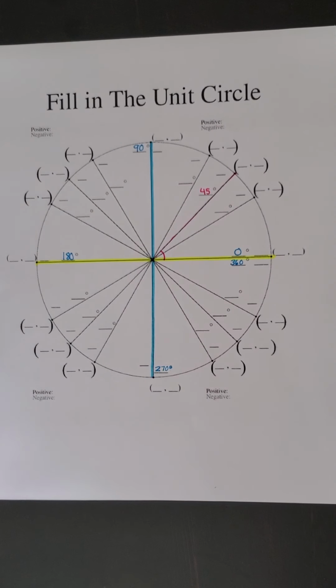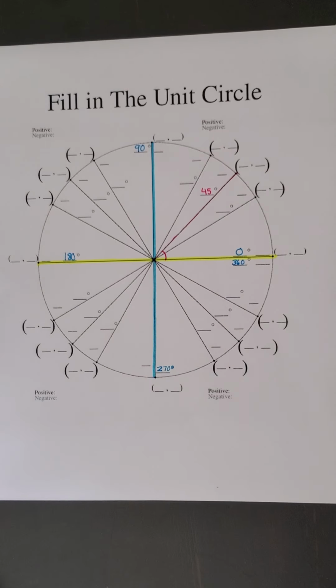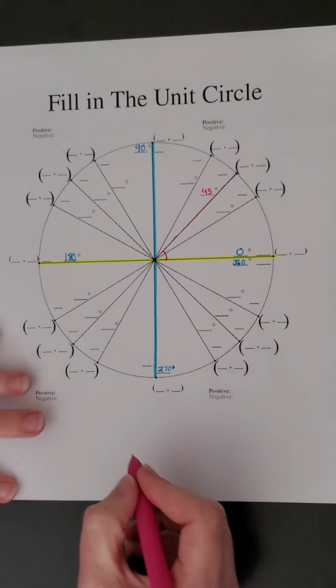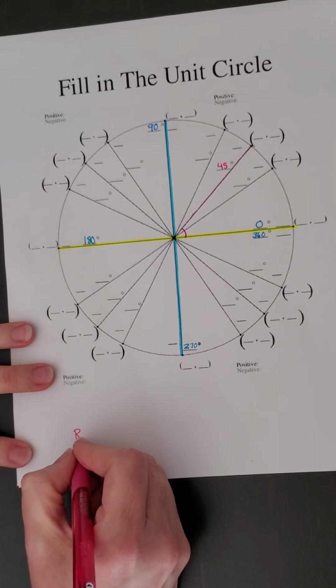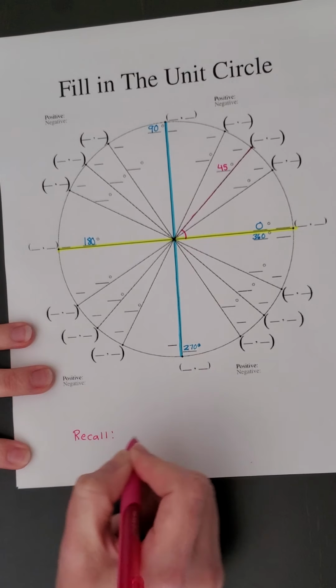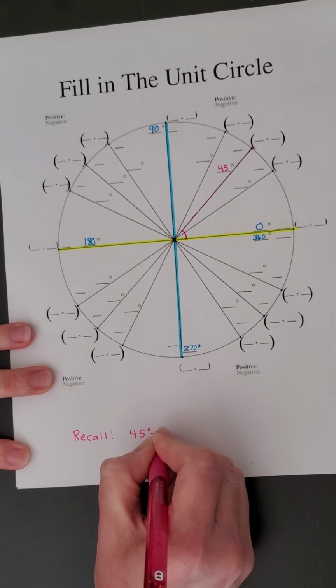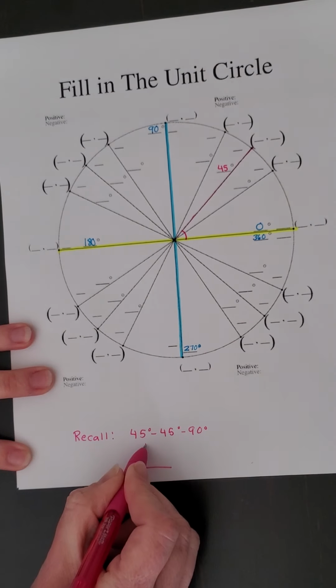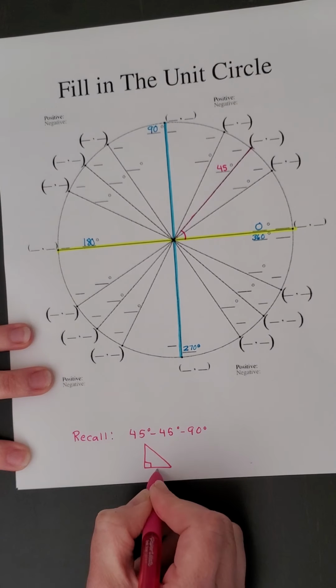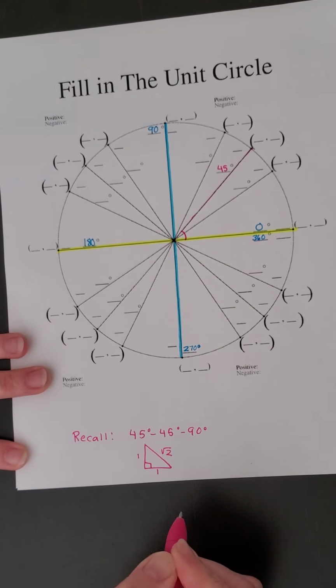Now we need to go back to our 45, 45, 90 special right triangles. So if you don't remember a 45, 45, 90 triangle, I'm going to really quickly recall, right? Let me make sure you can see the bottom of my page. Yes, you can. Okay. Recall 45, 45, 90 special right triangles. Your ratio is 1, 1, root 2.